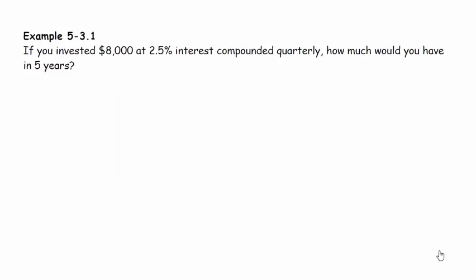In this first example, you invest $8,000 at 2.5% interest compounded quarterly, and we want to know how much you would have in 5 years. The first thing that is important to me is this word quarterly. This tells me I'm going to use my discrete formula, A equals P times (1 plus R over N) to the NT, and it also tells me what N is. If I'm paid quarterly, N is 4.